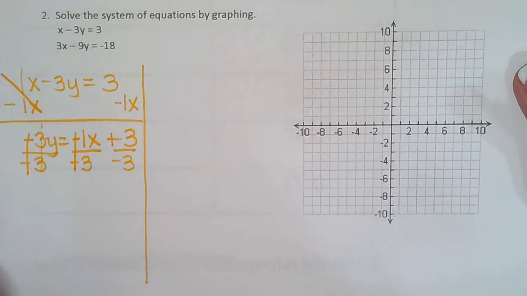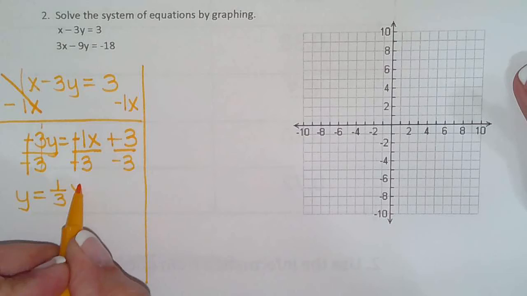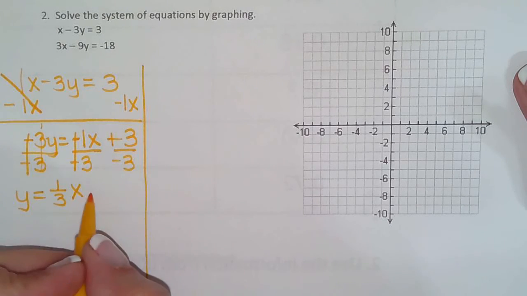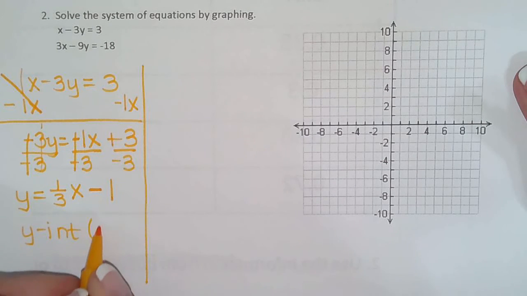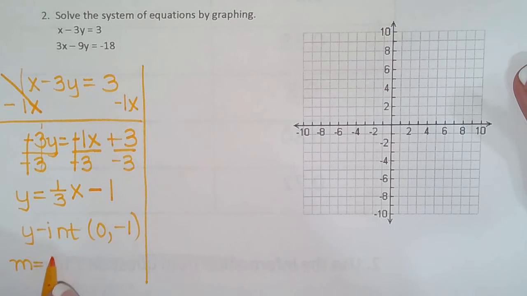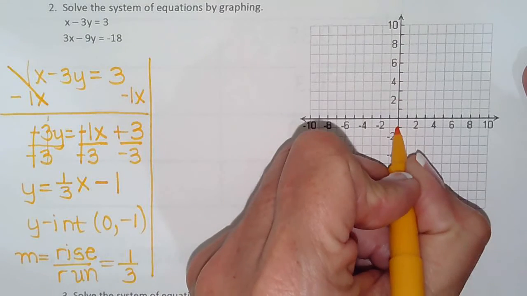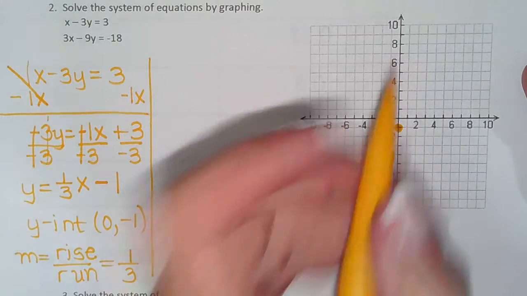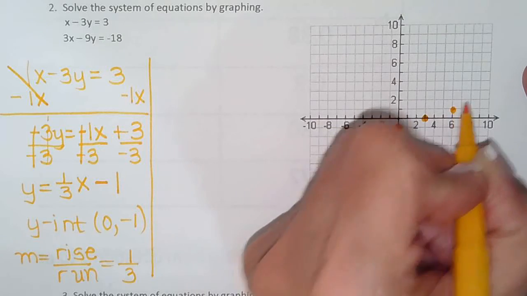So this turns into 1y, which is y, equals positive 1/3 x, and a positive divided by negative is negative 1. So my y-intercept is 0, negative 1, and my rise over run is 1/3. Now let's get that on the graph and do as many points as we can. So 0, negative 1, rise 1, run 3, rise 1, run 3, rise 1, run 3.